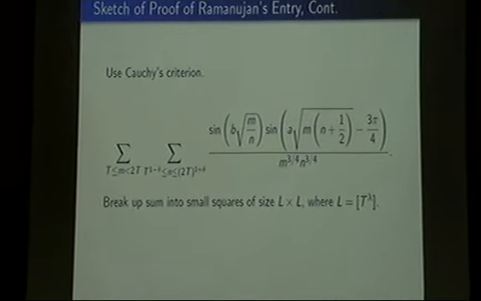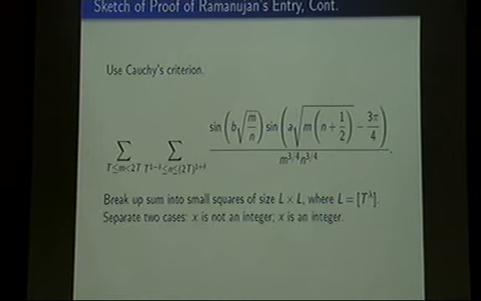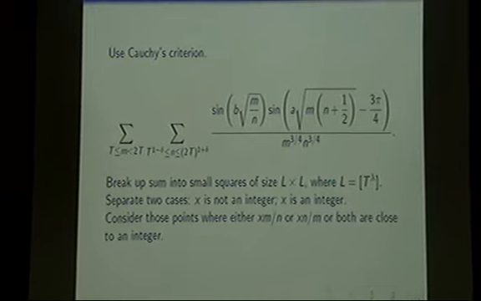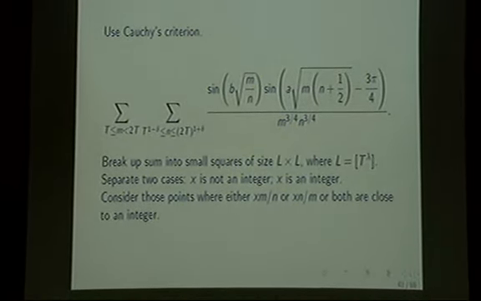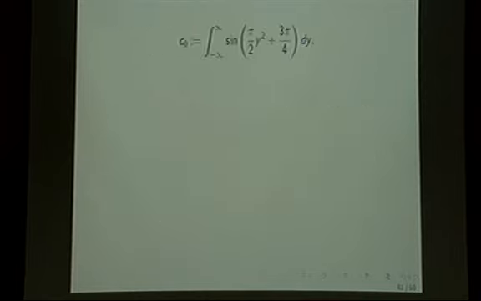Then we have to break this up into very small rectangles and look at them of size t to the lambda, where lambda is a positive number that has to be chosen later. And then we have to separate out the cases when x is an integer from when x is not an integer. When x is not an integer, the argument is a bit easier. So the problem then really boils down to, and this is the hardest part, where xm over n and xn over m are close to integers. So this causes the most difficulty.